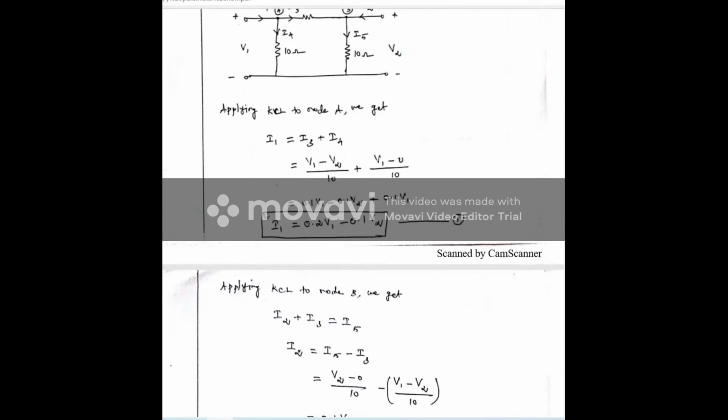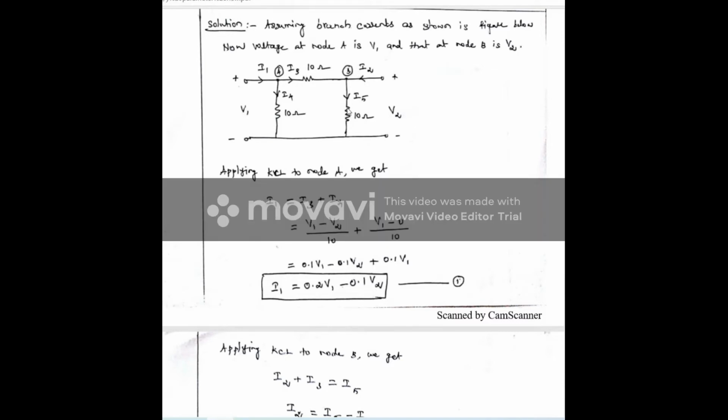Similarly, we have to obtain another equation, the current I2 in terms of V1 and V2. Where is I2? I2 is related to node B. So we have to write the KCL equation for this node B. What is the KCL equation for this node B?